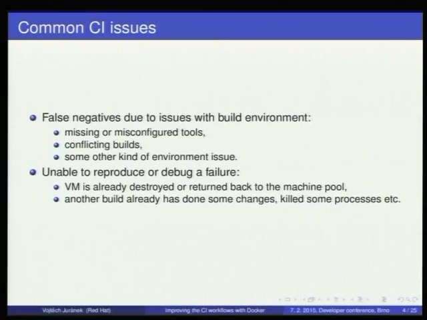Another issue, which usually happens if you provision machines dynamically, for example, in a cloud, is that you can't debug the issue because the machine where the build ran was already returned back to the pool. Or it can happen also if you have static machines because, for example, some other build already ran there and destroyed the environment or made some changes, so you can't reliably debug the build and find out what has happened.